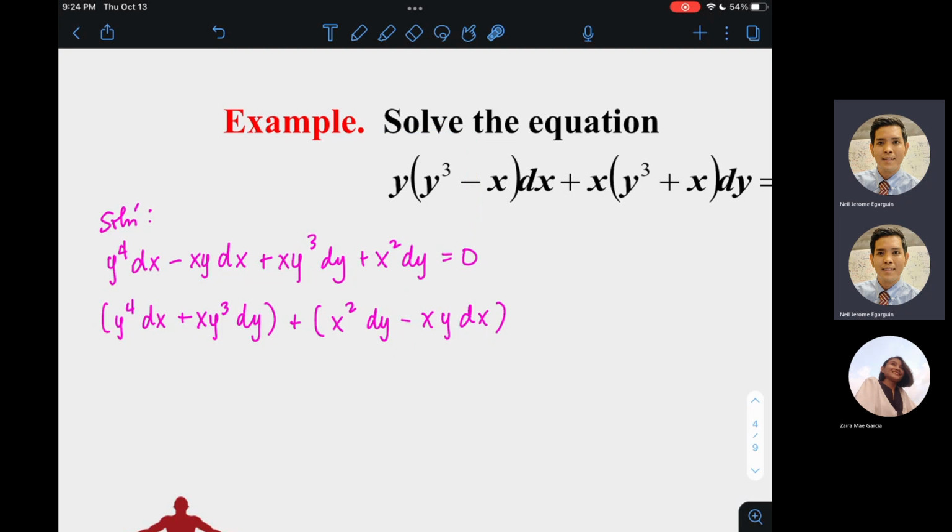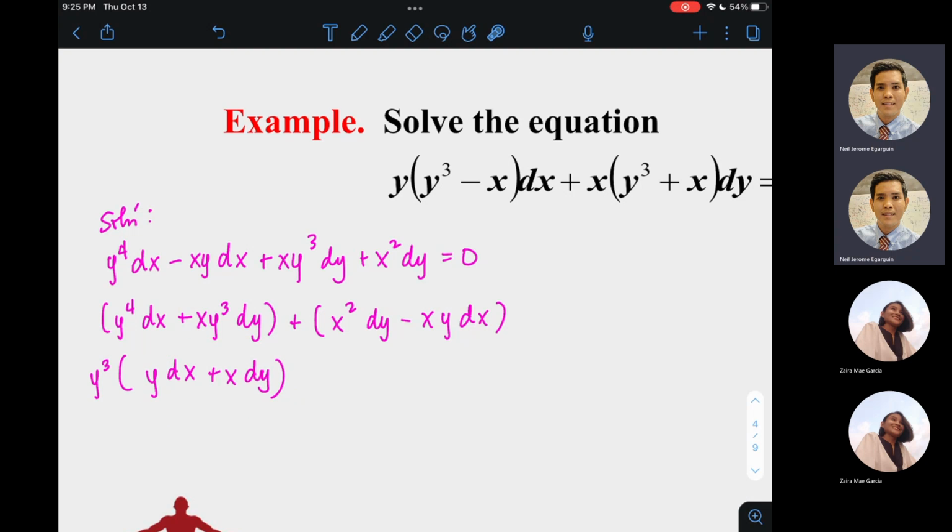So, rearranging terms and trying to see which combination will work. In the first group, I can factor out a y cubed. Factor ako dyan ng y cubed, matitira ay y dx plus x dy. And I'm a bit happy here because this guy is exactly what? This is d of xy. Tama? Kasi para kang nag-product rule dito. So medyo feeling ko tama yung napili ko. Because again, this is y cubed times the differential of x times y.